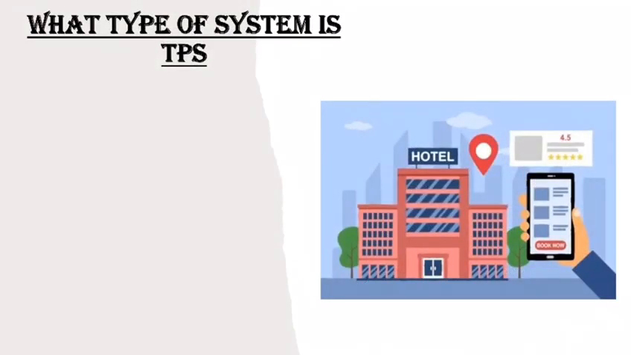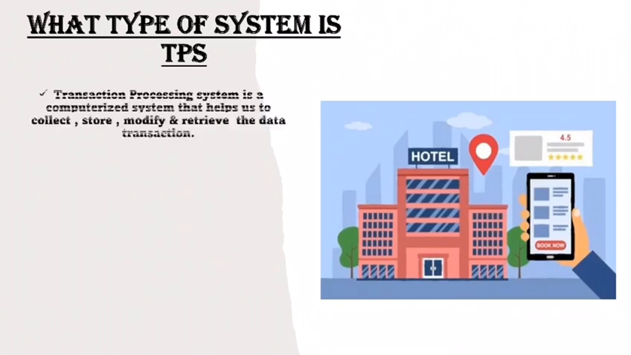What type of system is TPS? Transaction process is a computerized system. As we mentioned before, it helps us to collect, store, modify, retrieve the data transaction.